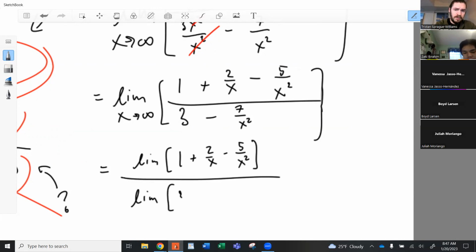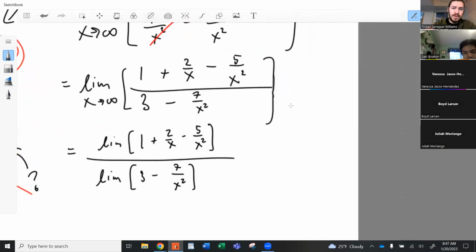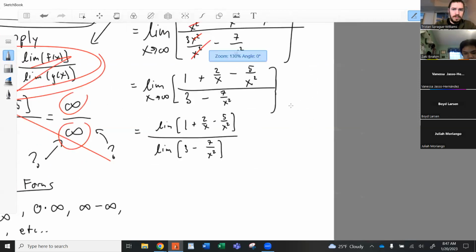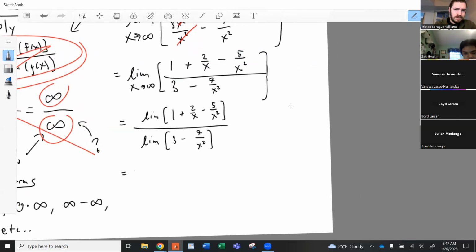We split the limit over the division. And then in turn, we can split the limit over the addition and subtraction. Got one more step to plug in here. So we have the limit of 1 plus the limit of 2 over x minus the limit of 5 over x squared.